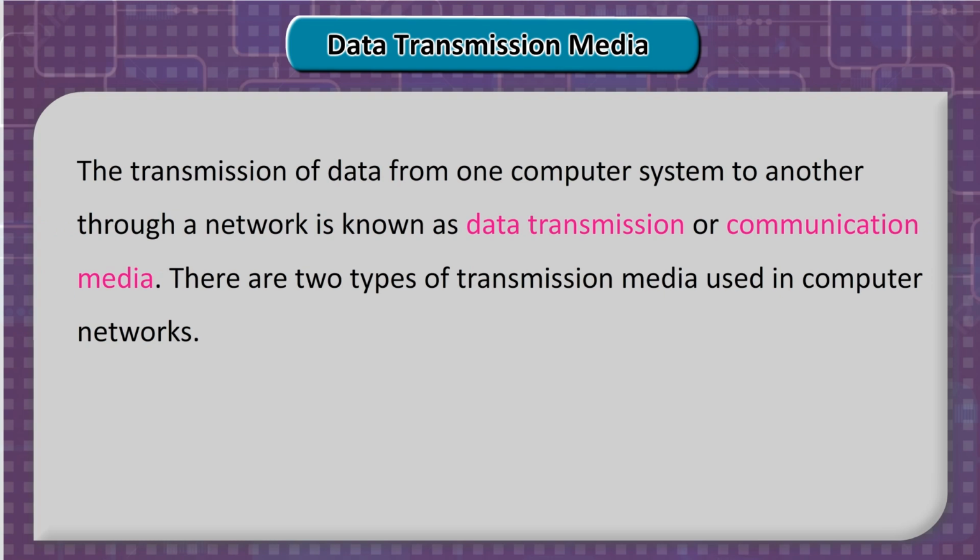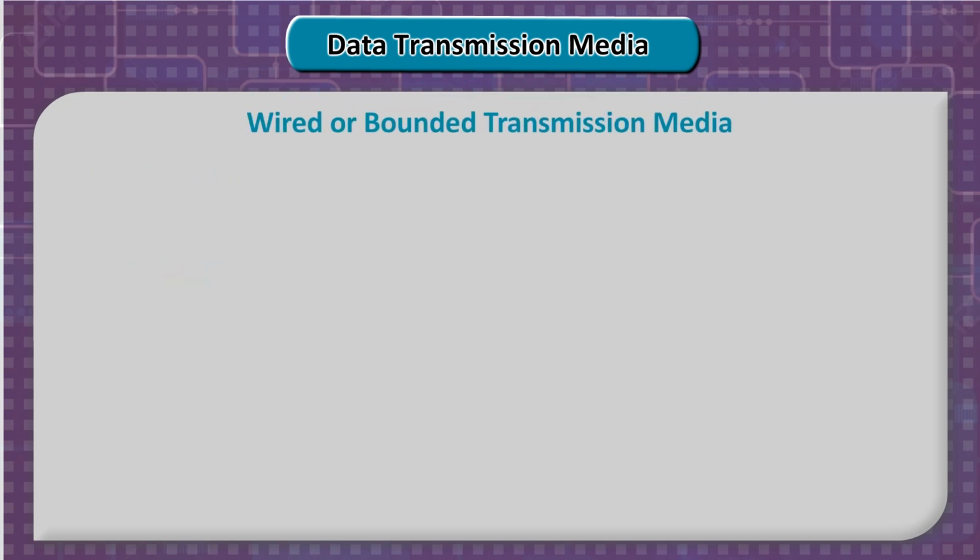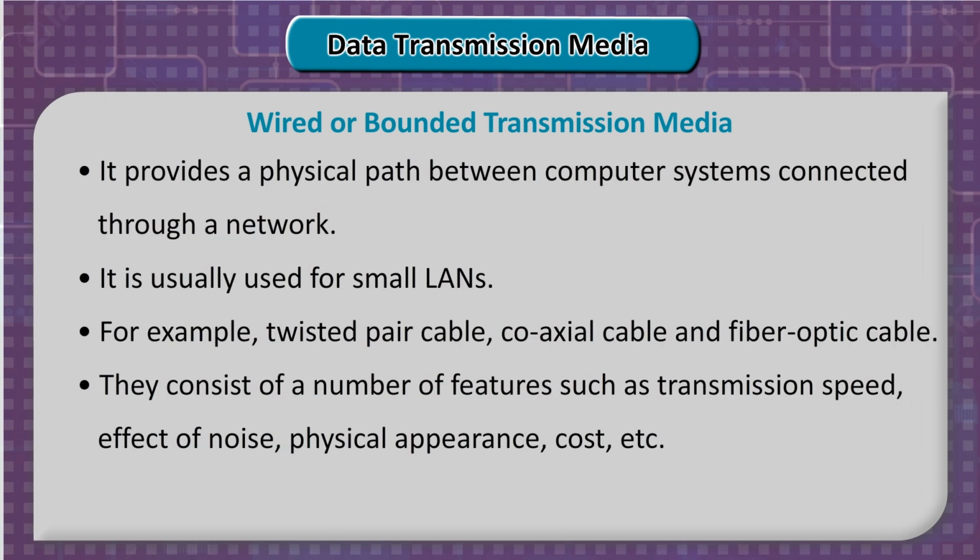Data transmission media. The transmission of data from one computer system to another through a network is known as data transmission or communication media. There are two types of transmission media used in computer networks. Wired or bounded transmission media. It provides a physical path between computer systems connected through a network. It is usually used for small LANs. For example, twisted pair cable, coaxial cable and fiber optic cable. They consist of a number of features such as transmission speed, effect of noise, physical appearance, cost, etc.